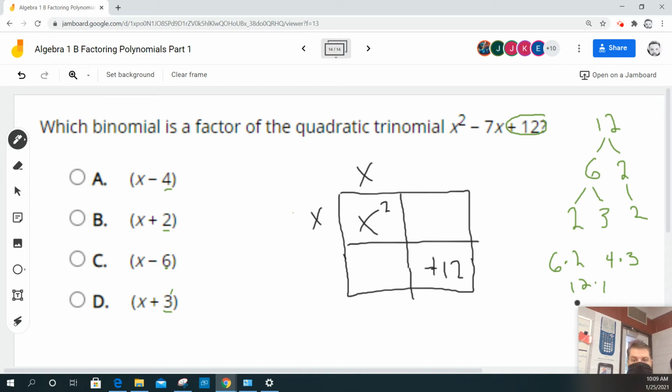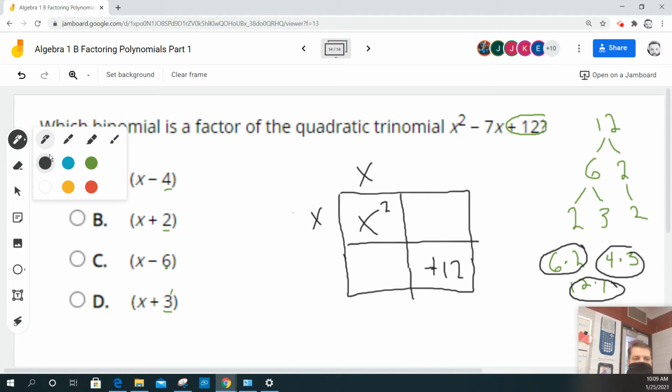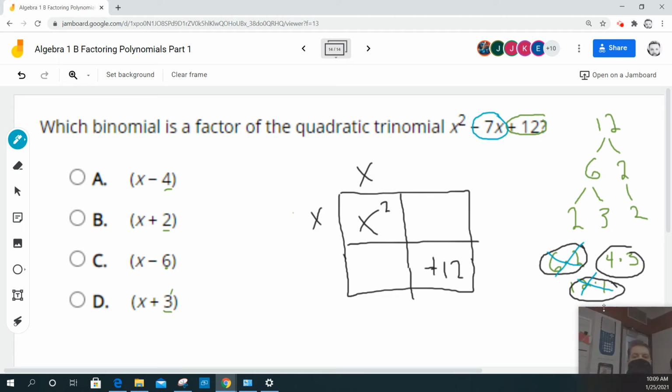So I don't know which one of these I'm going to choose, but I have a clue in the sense that I've got to figure out the middle term. Now the middle term is negative 7. Immediately, I forget about this and I forget about this. There's no way that I can add or subtract 6 and 2 and get 7. There's no way that I can add or subtract 12 and 1 and get 7, but 4 plus 3 equals 7.